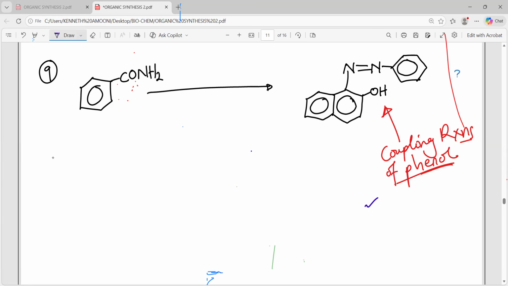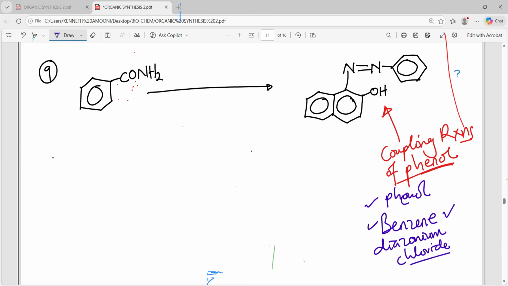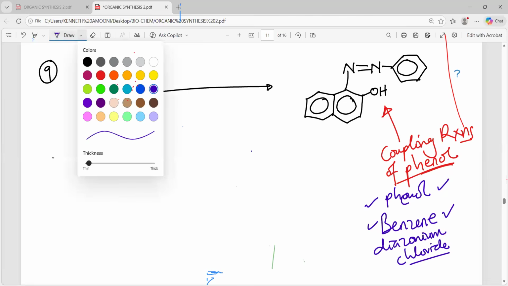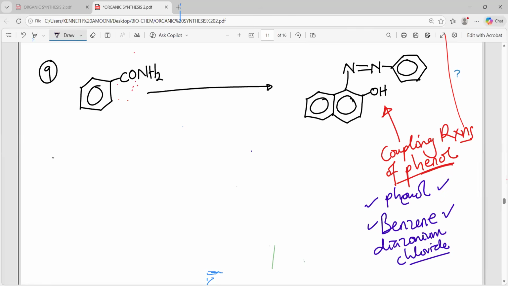You can either first of all start by producing phenol, or you can produce benzene diazonium chloride. So there are two options that you have. But the easiest would be for me to produce benzene diazonium chloride. How? I can convert this amide to aminobenzene.